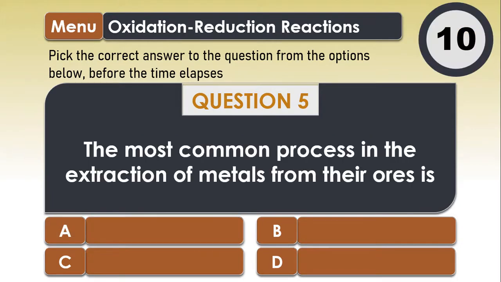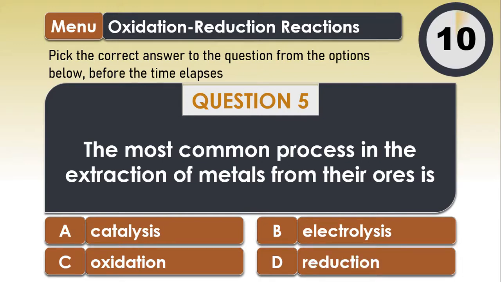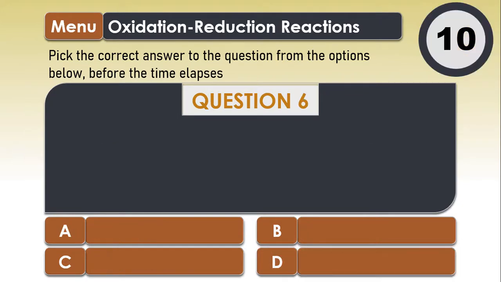Question 5. The most common process in the extraction of metals from their ores is A, catalysis, B, electrolysis, C, oxidation, and D, reduction. And the correct answer is D, reduction.